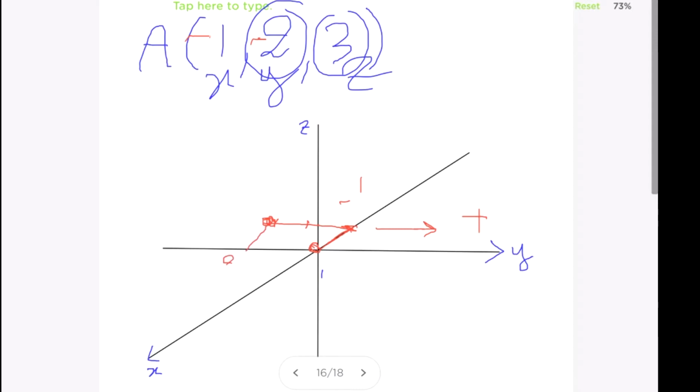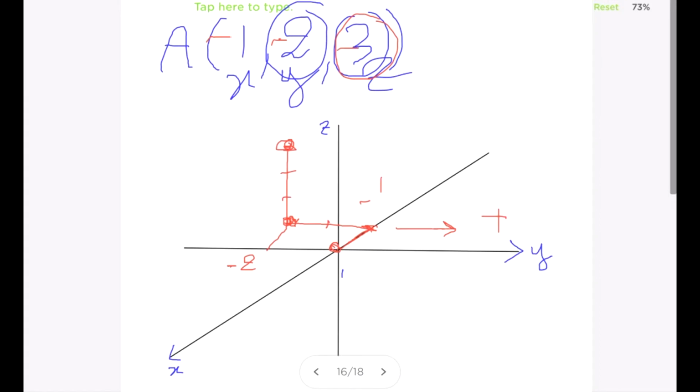-1 on the x, -2 here. Okay. And then your z is 3. So you go up parallel to the z, 3 units, 1, 2, 3, and you put your point. If they say -3 on the z, then instead of going up, you go down. Parallel, don't worry about what happened, just go parallel to this line. 1, 2, 3, and that's your point.